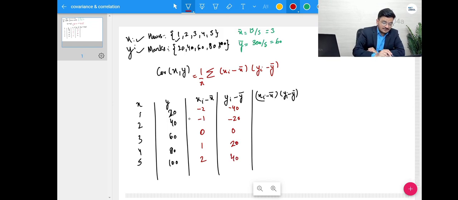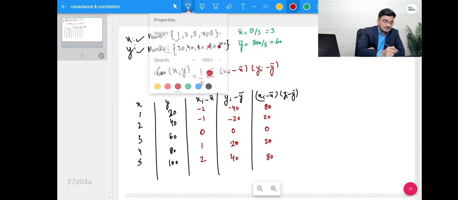Now we need to multiply these values, right? So we got 80 here, minus 40 into minus 2, so the minus will cancel out. We'll get 80. Here, if we multiply these two, we'll get 20. This will be 0. This will be 20. And this will be again 80.